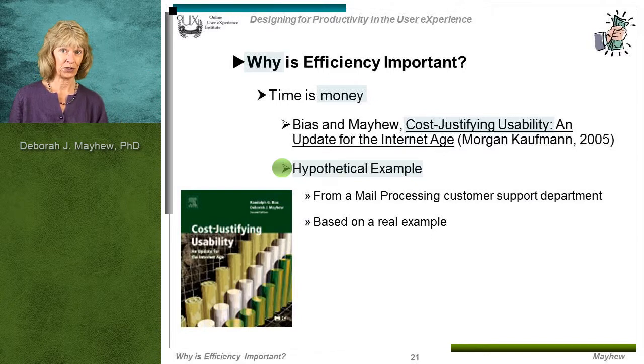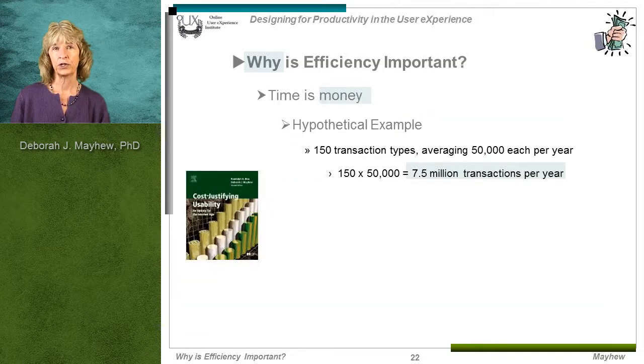Imagine a customer support department where support reps process incoming mail requests from customers. And by the way, this hypothetical example, like all the hypothetical examples you will see in this course, is based on real experience. In our support department, imagine we know that 150 different types of support transactions are processed at a rate on average of 50,000 per year of each type. That's a total of 7.5 million transactions in a year in this department.